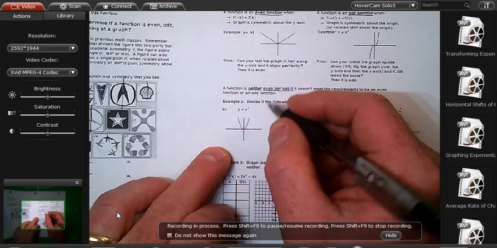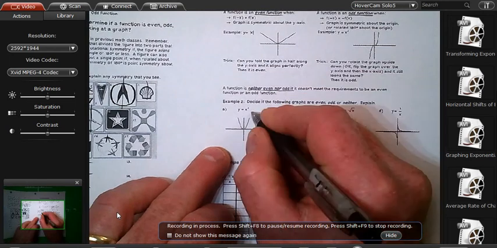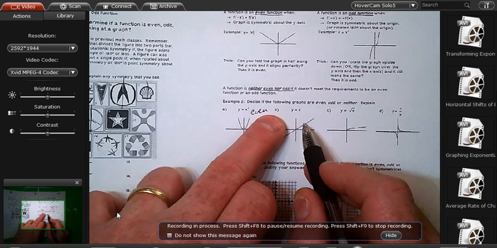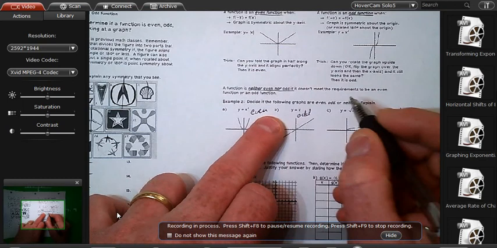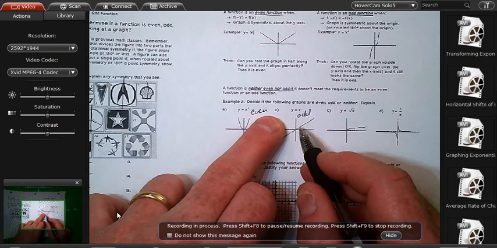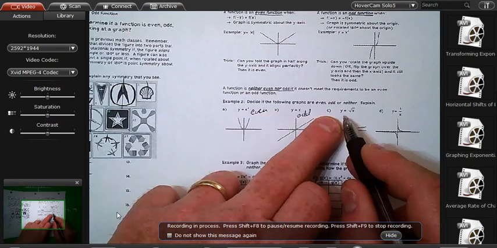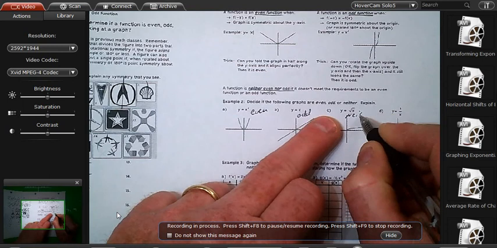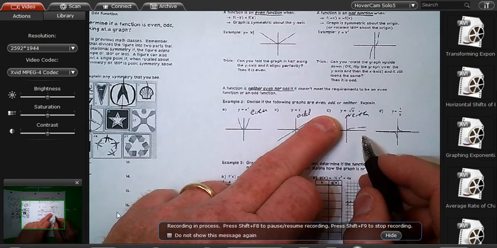What about B? Odd. I know it's odd because if I rotate it 180 degrees, it's going to land on itself. All right, what about C? Neither. Can you cut it in half? No. Can you rotate it 180 degrees and it lands on itself? No.